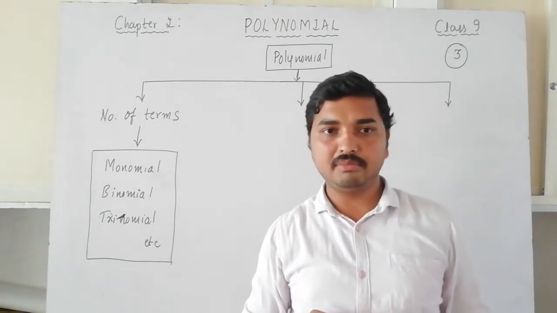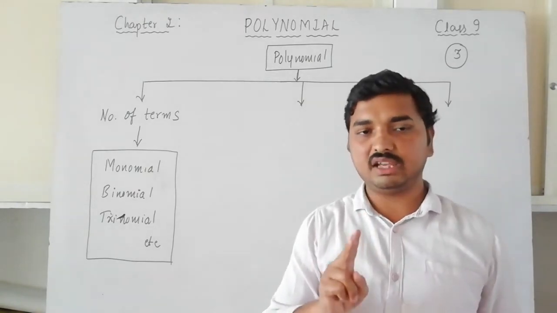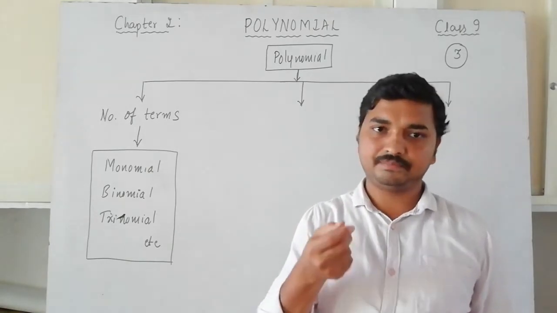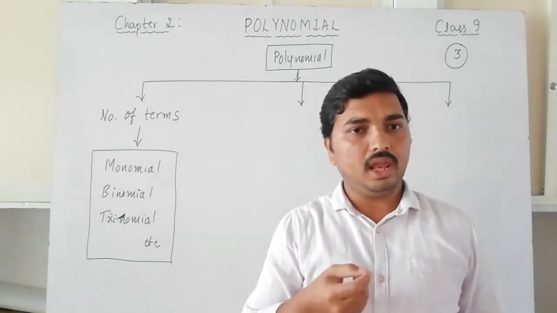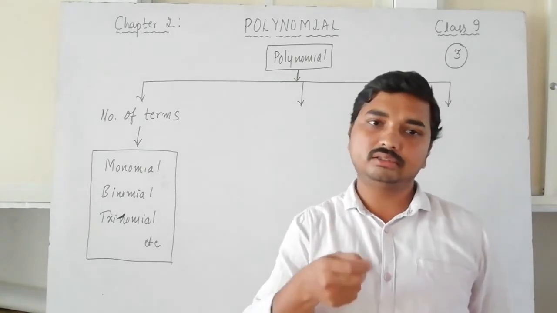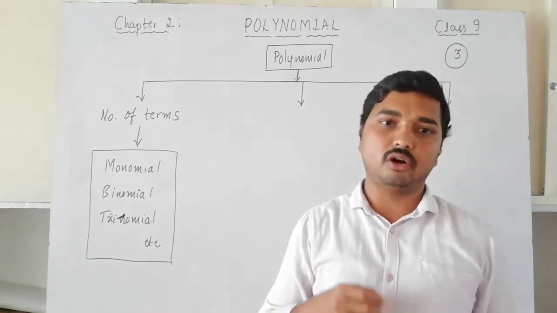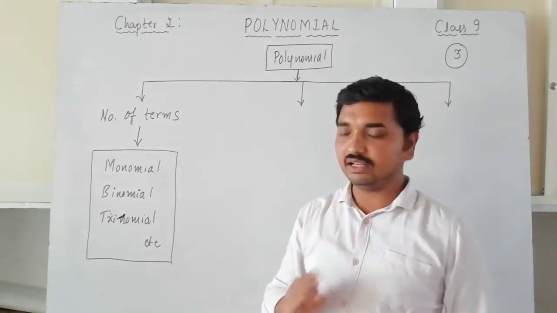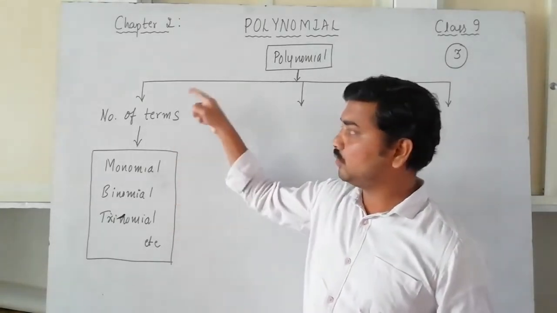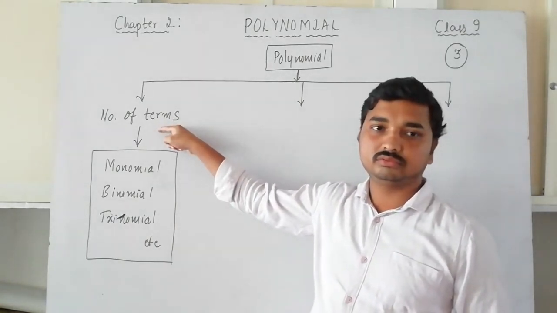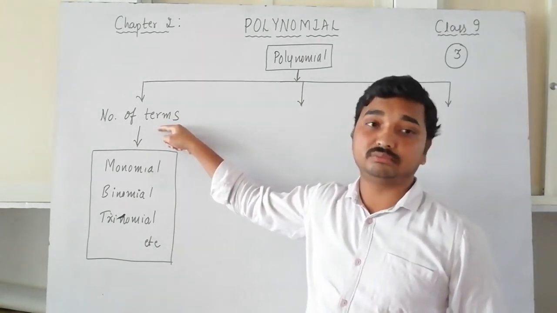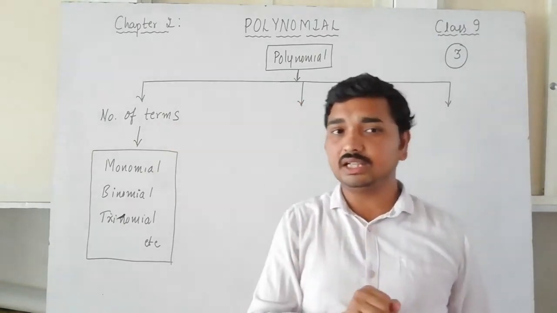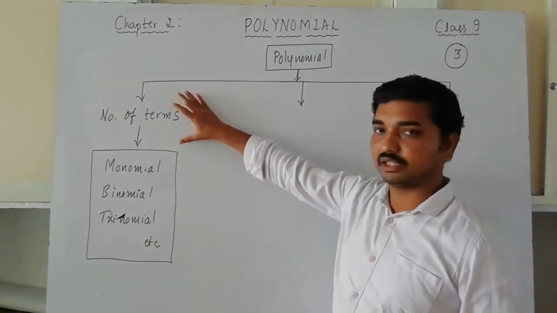In the same sense, binomial means two terms. A polynomial containing two terms is called a binomial. In the same sense, trinomial means a polynomial containing three terms is called a trinomial. So by this you can understand the classification is based on what? Number of terms present in the polynomial. That's why I have written it.